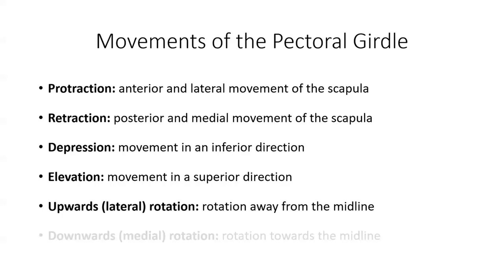And then upwards or lateral rotation is rotation away from the midline. And so when we're talking specifically about the pectoral girdle, it's when the scapula rotates and the inferior angle, so that bottom corner of the scapula, moves laterally and upwards. Downwards or medial rotation is opposite, so it's rotation towards the midline when that inferior angle rotates medially and also downwards.